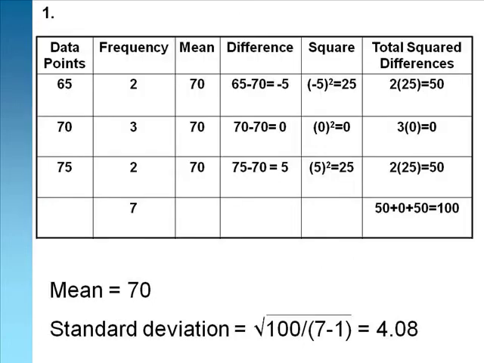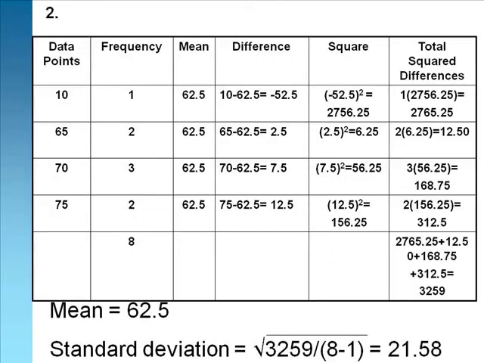Filling in the table for number 1 and following the steps leads to mean equals 70, standard deviation equals 4 8/10ths. Filling in the table for number 2 and following the steps leads to a mean of 62 5/10, a standard deviation of 21 58/100ths. Have you made your dot plots?